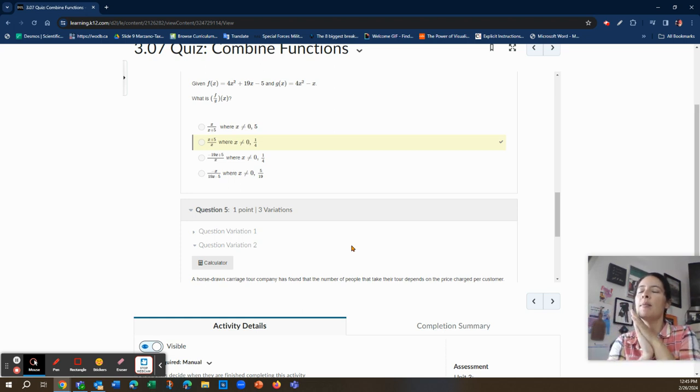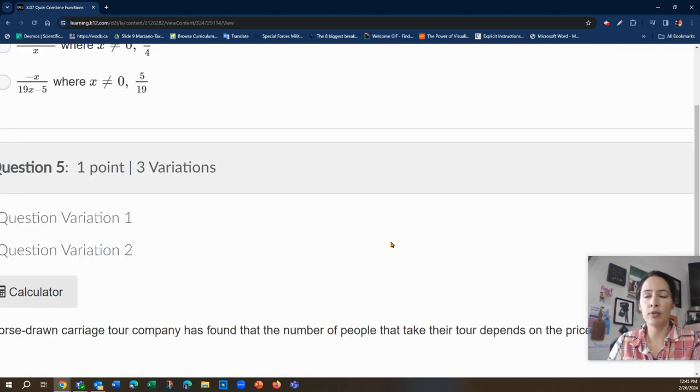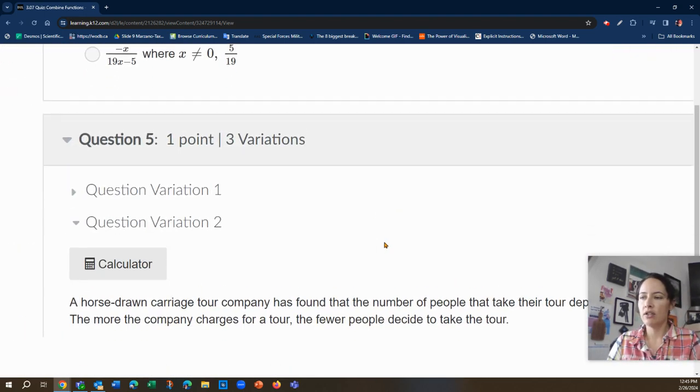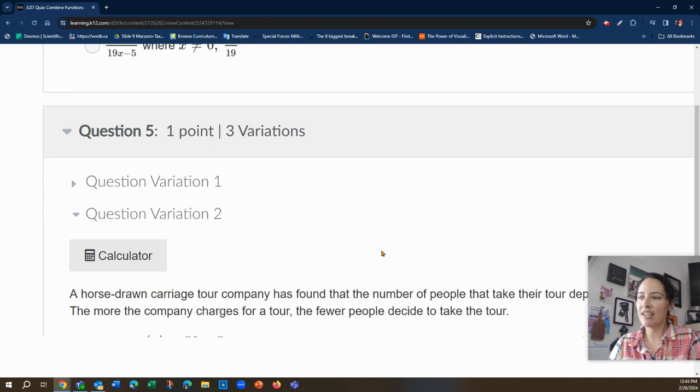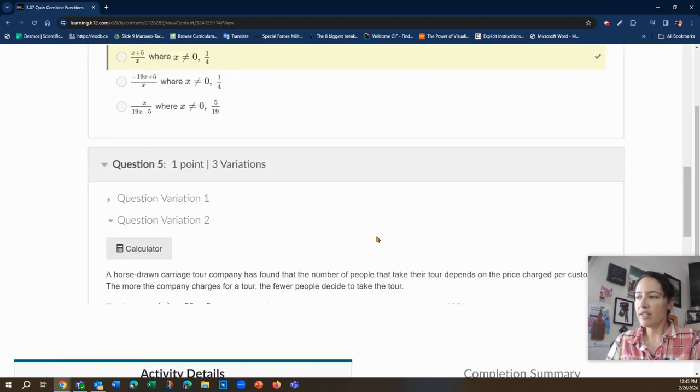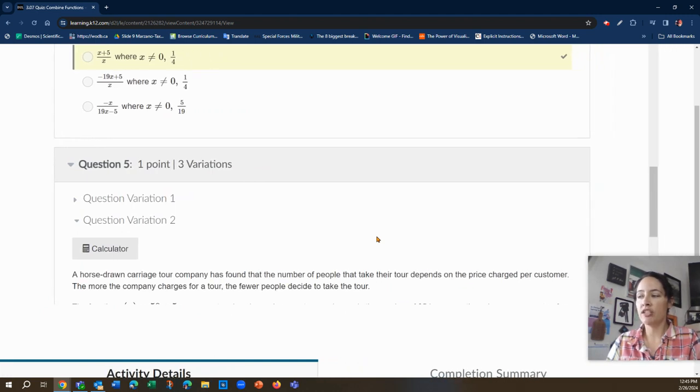These are functions, fractions or divisions of polynomials. You need to kind of factor to try to simplify, but again, you're welcome to use technology to help you with those skills. All right, we have a horse-drawn carriage tour company that has found that the number of people that take their tour depends on the price charged per customer. The more the company charges for a tour, the fewer people decide to take the tour.